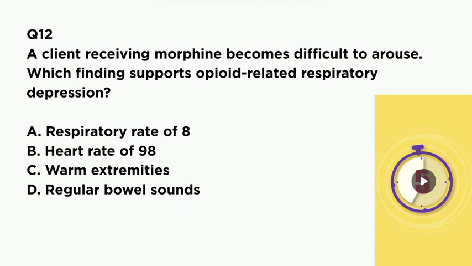Let's go to question number 12. A client receiving morphine becomes difficult to arouse. Which finding supports opioid-related respiratory depression?